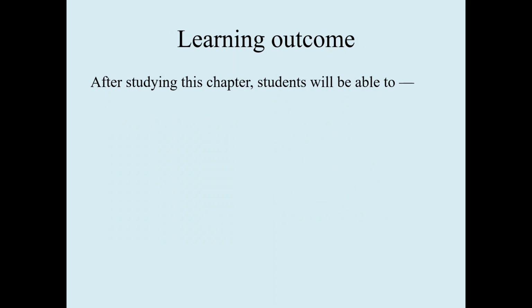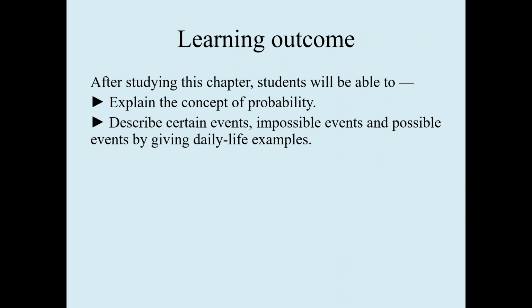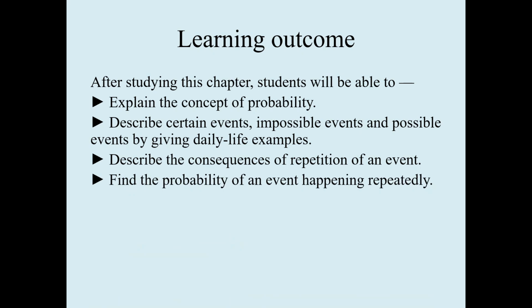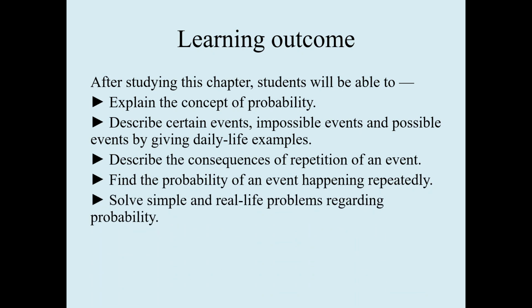Learning outcomes. After studying this chapter, students will be able to explain the concept of probability, describe certain events, impossible events, and possible events by giving daily life examples. Describe the consequence of repetition of an event. Find the probability of an event happening repeatedly. Solve simple and real life problems regarding probability.